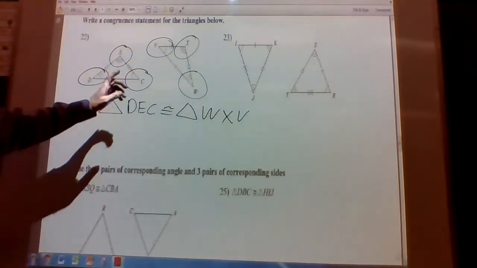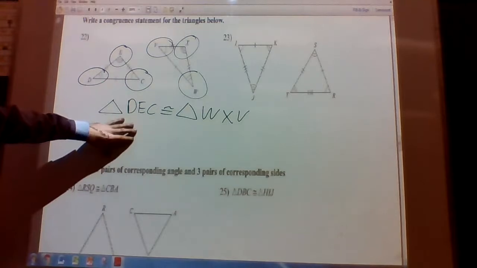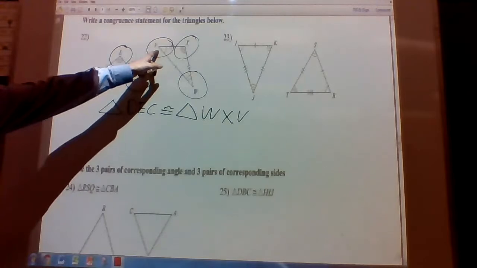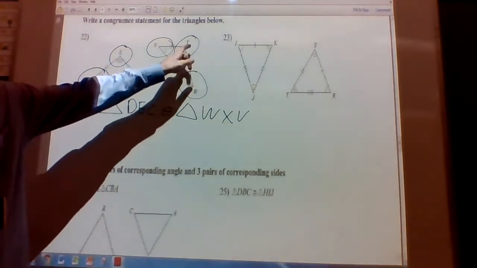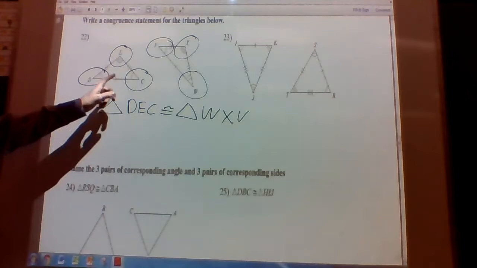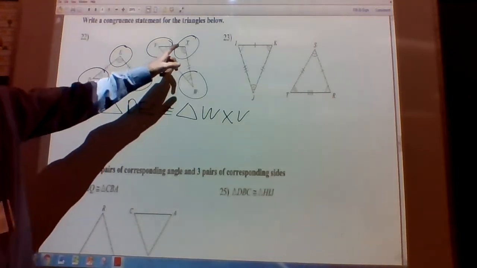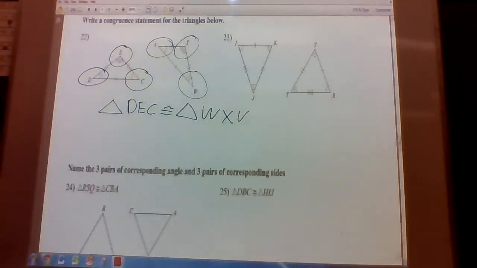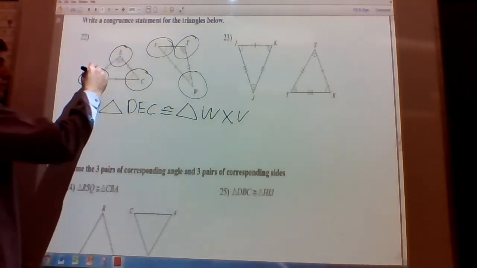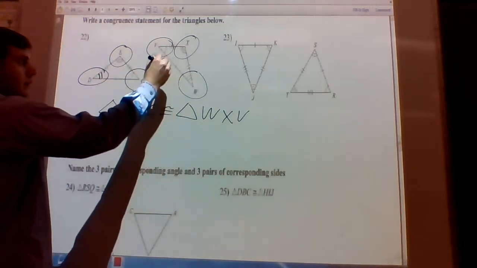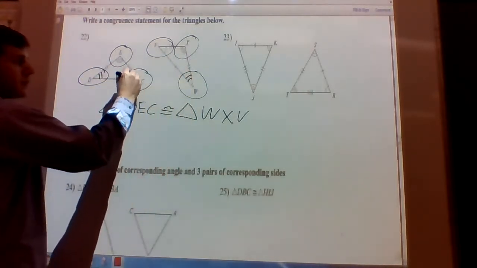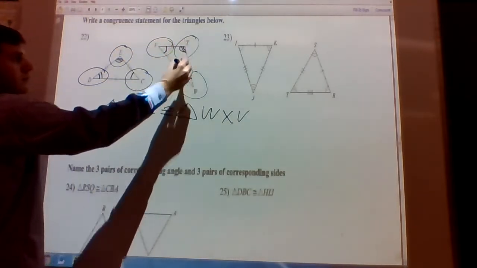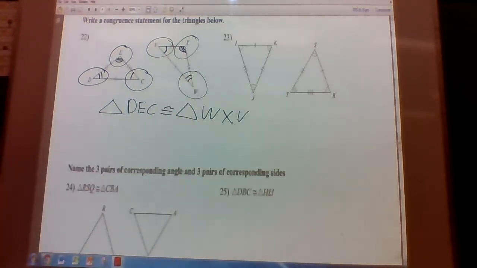If you did, for example, triangle CDE, then you'd have to do VWX. If you did triangle EDC, then you would have to say that's congruent to triangle XWV. So you just have to make sure you go in the right order based on the marks. This is telling us angle D is congruent to angle W. This is telling us angle C is congruent to angle V. And angle E is congruent to angle X. So you gotta make sure you go in the same order.